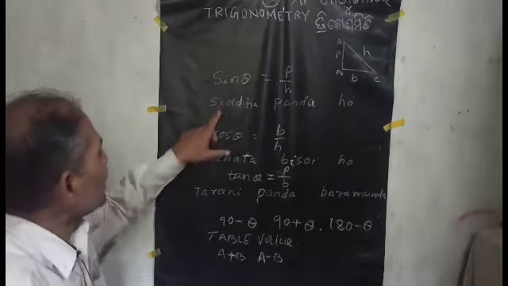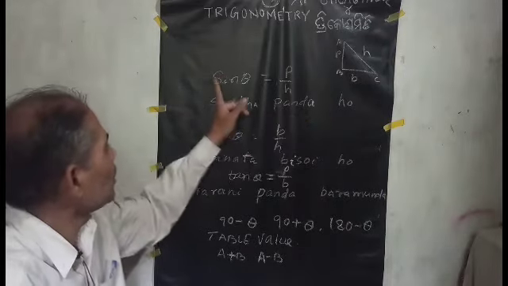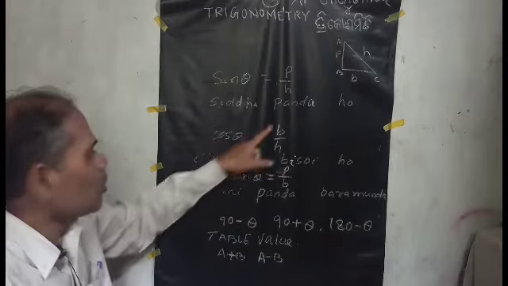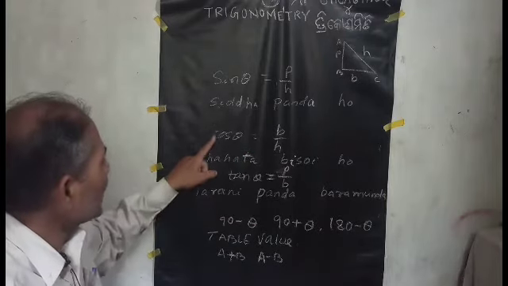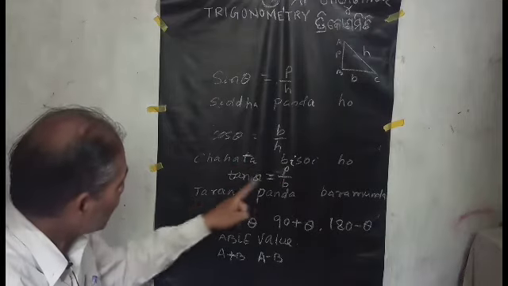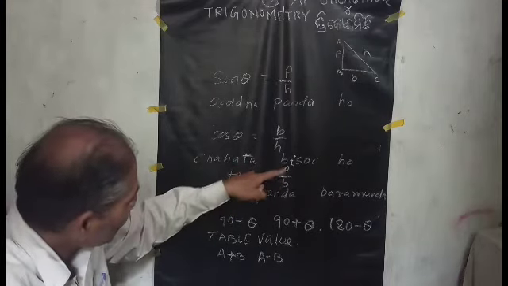Sin theta equal to P by H. Cos theta equal to B by H. Tan theta equal to P by B.